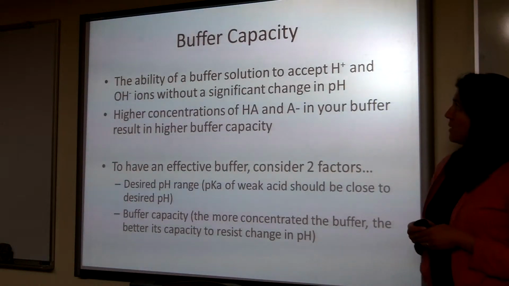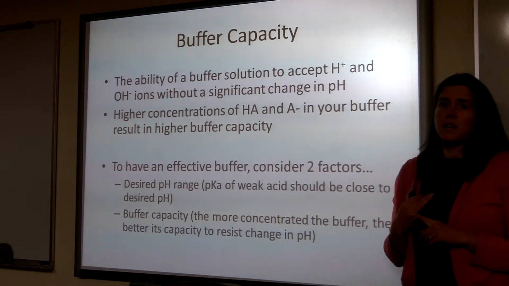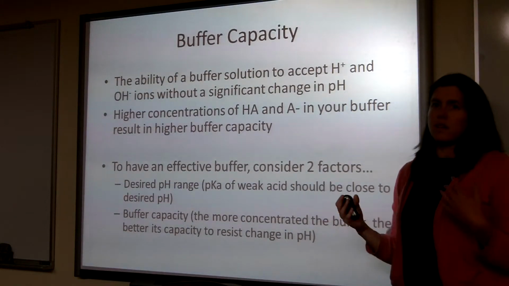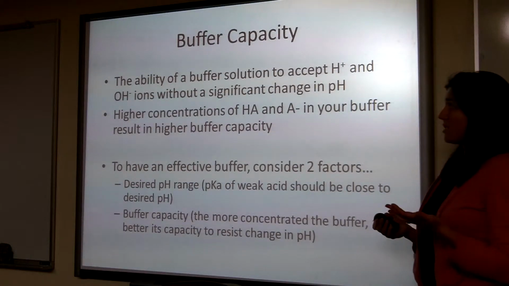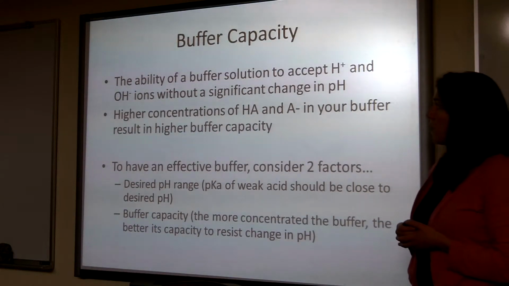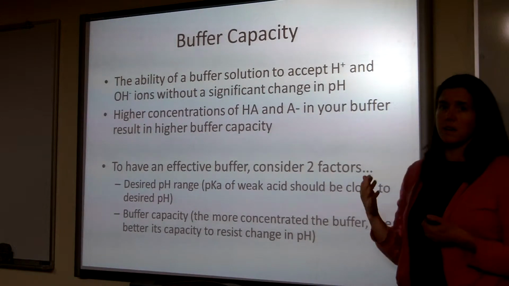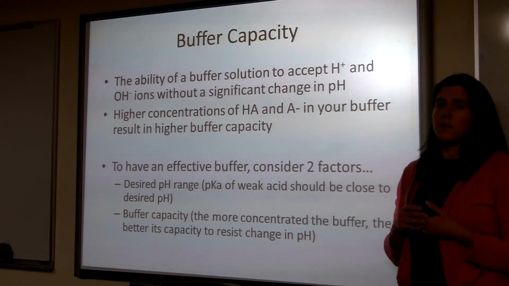Buffer capacity is the ability of a buffering solution to accept the addition of hydrogen or hydroxide ions before its pH starts to change significantly. So if you have higher concentrations of your weak acid and conjugate base, you're going to have higher buffer capacity.